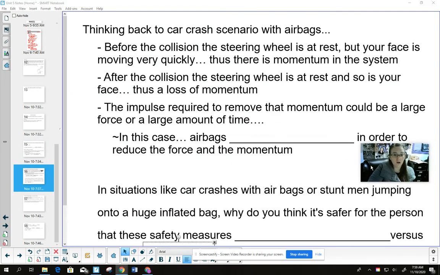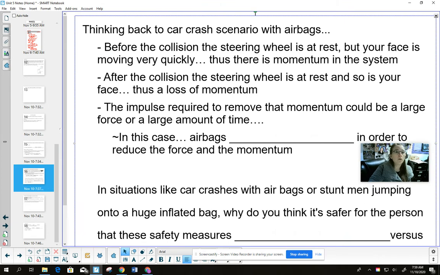So let's think back to the car crash scenario then. Before the collision, the steering wheel is at rest, but your face is moving very quickly, right? The collision meaning your face to the steering wheel. You've already collided with the tree, which means your car has come to a stop. But because you're not wearing a seatbelt, your face is still moving as fast as you were driving. This is why we have seatbelts, to prevent us from flying out of the windshield.